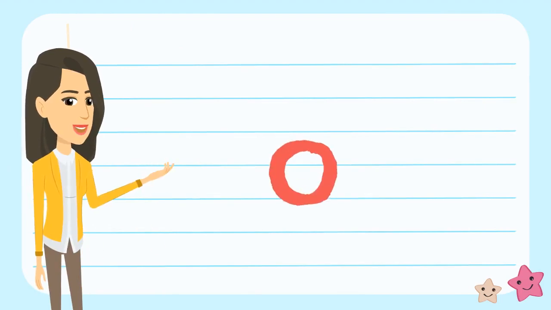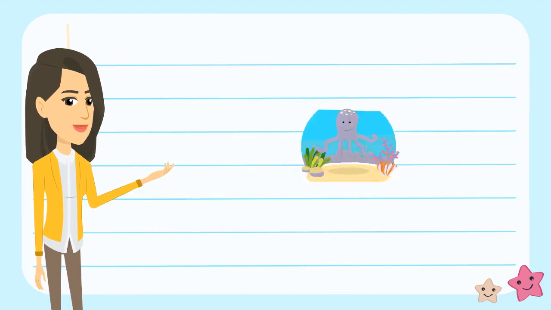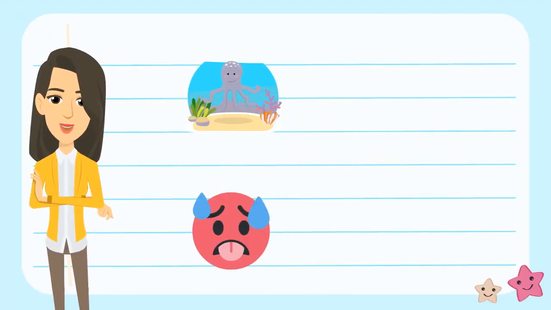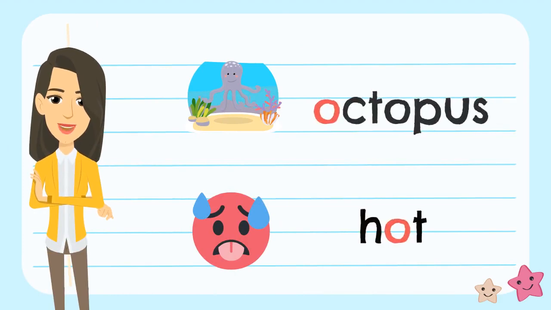The letter O has many sounds, but the short O sound makes the sound ah, like an octopus. Examples of short O words are octopus and hot. The O in both words makes the ah sound.